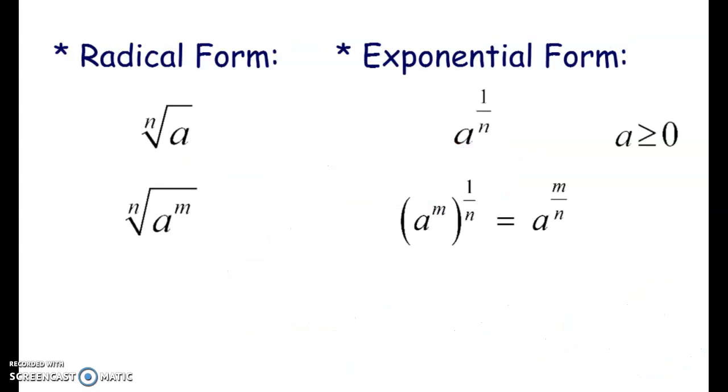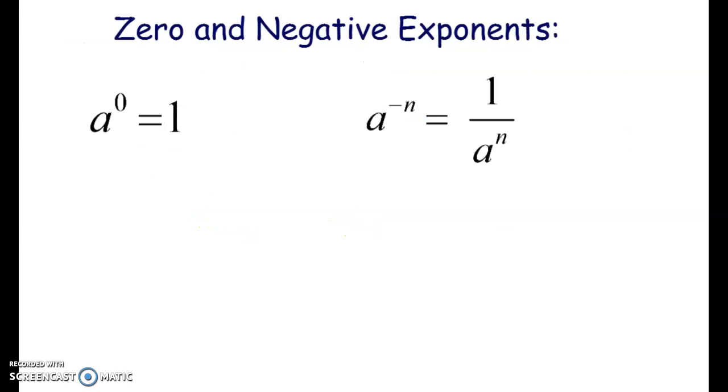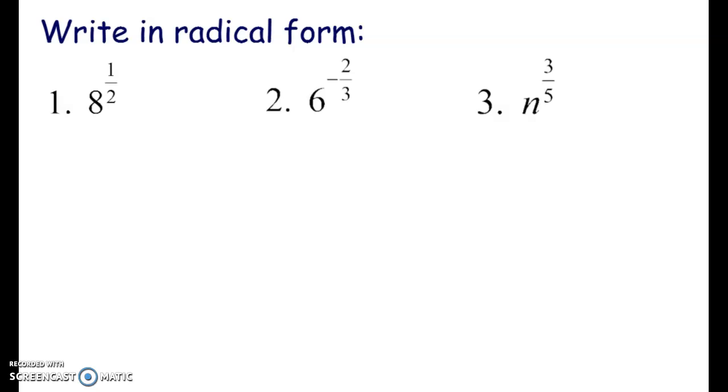All right, a couple terms here. We're going to go from radical form to exponential and vice versa. Let's look at a couple other properties. Remember, anything to the 0 power is 1, and if you have a negative exponent, we want to make it positive. We can move it to the denominator.